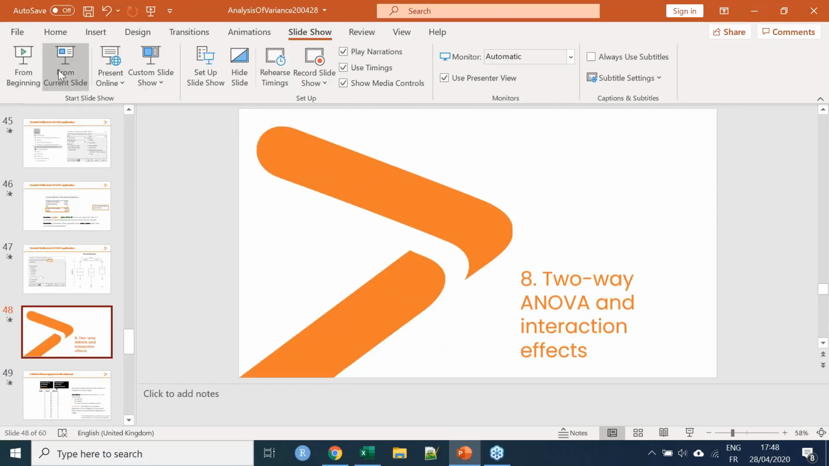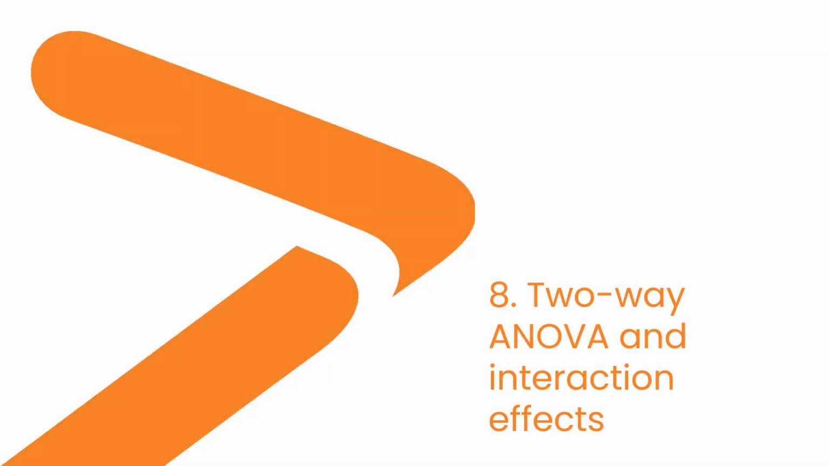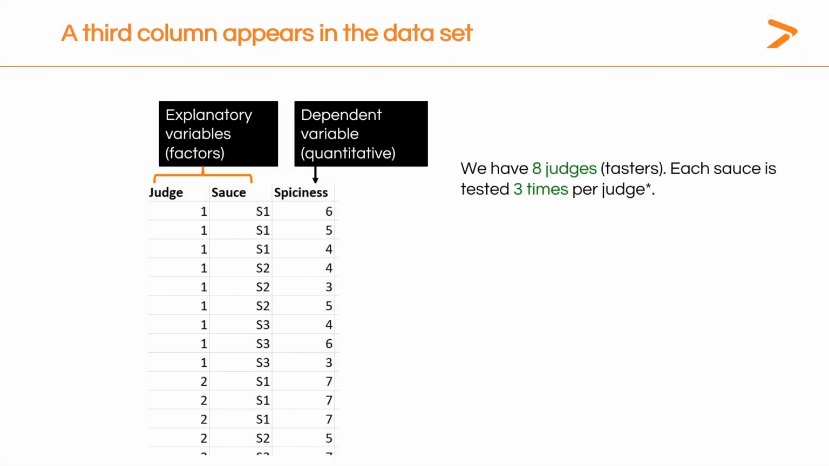So let me move forward with the last part of this webinar. We've investigated the one-way ANOVA. Now we'll move to the two-way ANOVA and interaction effects. So here's the real data set. I've added one new column, the judge column. We actually have 8 judges or tasters or assessors. And each sauce is tested 3 times per assessor.